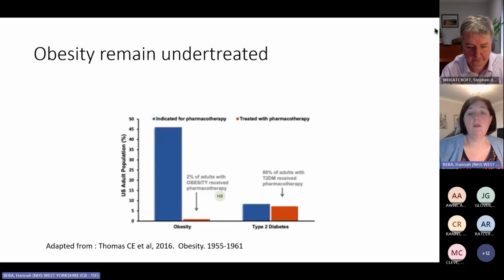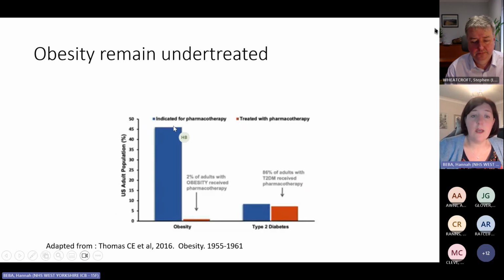Our tier 3 weight services are a mess across the country, not just here, but in general. You can see here, this was a study done in 2016, and I can't imagine this has got any better. It's probably got worse post-COVID. But you can see here, this obesity shows the number of people indicated. It's a US study, actually.